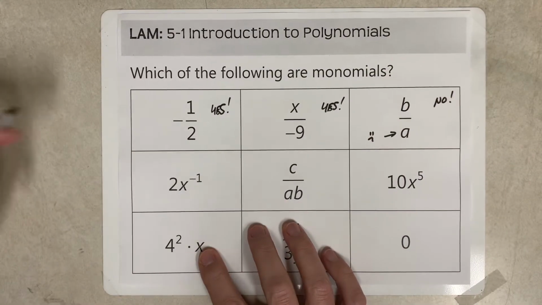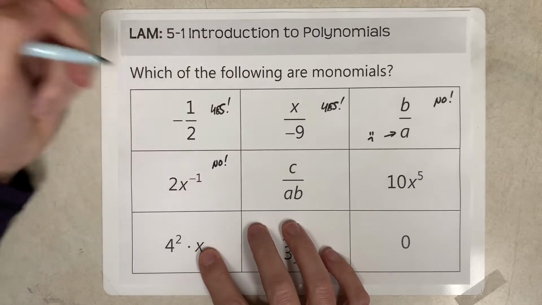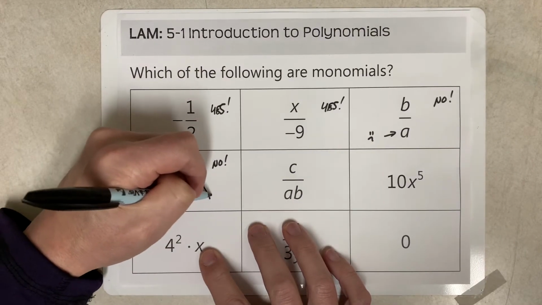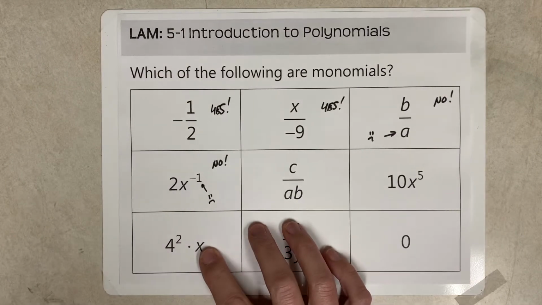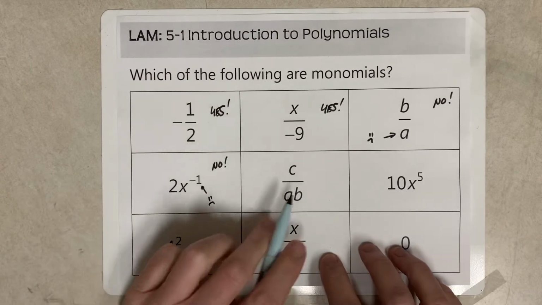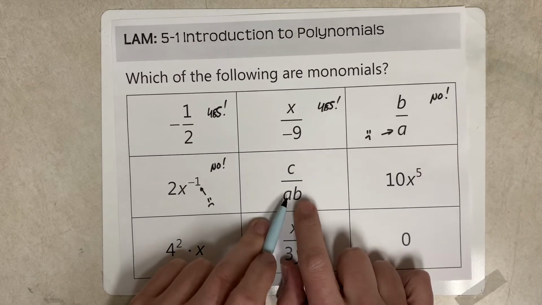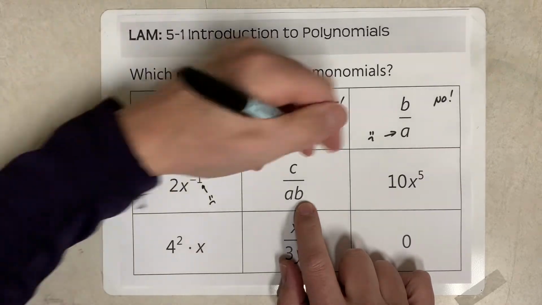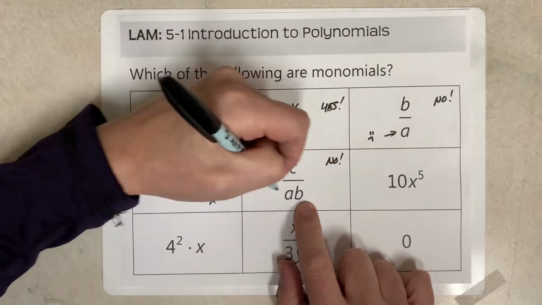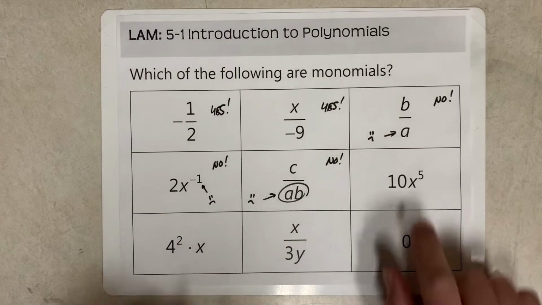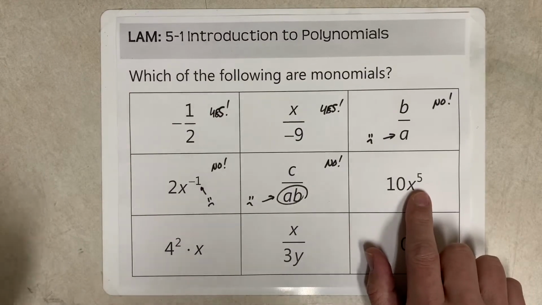2x to the -1, we would say no because of that -1 exponent right there. So that's not going to qualify as a monomial. This one, C over AB, is even worse than this one. Now we have 2 variables down here in the denominator. So that's no because of both of those guys right there. 10x to the 5th, that's fine. No problems there.